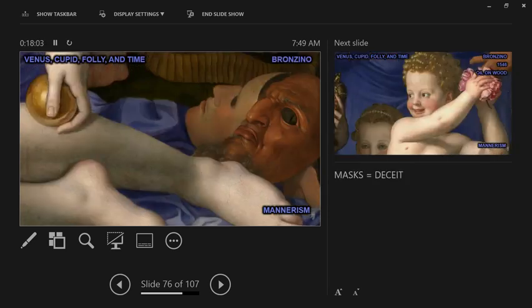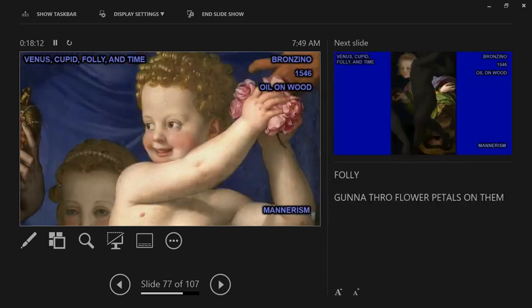Down in the lower right of the painting, we have these two masks, and the masks are a symbol of deceit. And this really weird child who seems a little bit mischievous is about to throw a bunch of flowers onto Venus and Cupid. And this is Folly, right? Do you guys know what folly is? It's like a foolish action, or a foolish way of life.